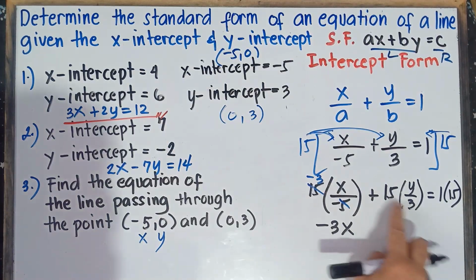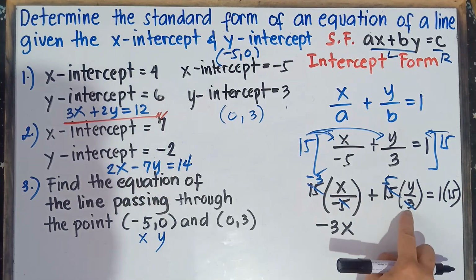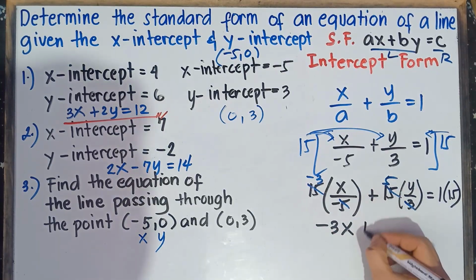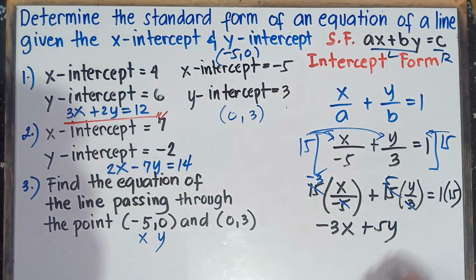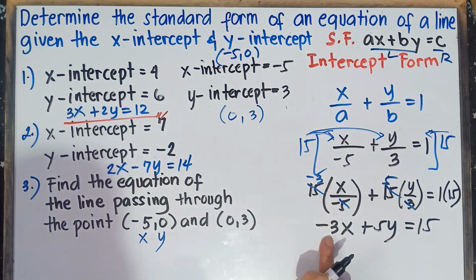Alright, and then this one, 15 divided by 3, that would be 5. And then 5 times y, that would be 5y. Copy the equal sign. And then 1 times 15, that would be 15. Is this our final answer? Nope, this is not yet our final answer, because the number before x is negative 3. We need to have a positive number before x.